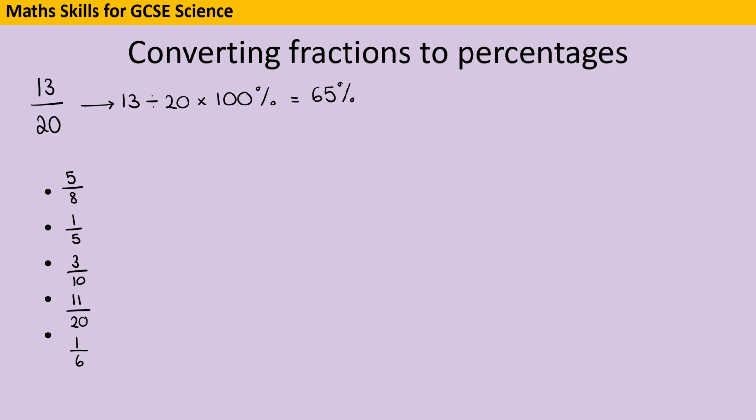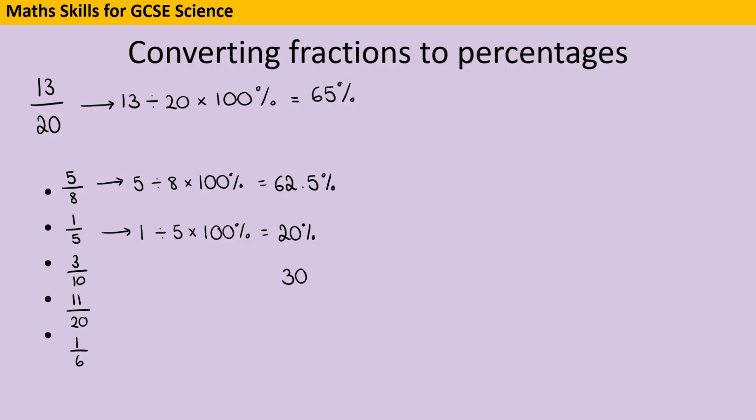Can you use that same method to convert each of these 5 fractions to a percentage? So 5/8, we would do 5 divided by 8 times 100, and we would get 62.5%. 1/5, we would do 1 divided by 5 to get 0.2, then we times it by 100%, and we get 20%. For question 3, you should have 30%, then 55%, and finally 17% to 2 significant figures.